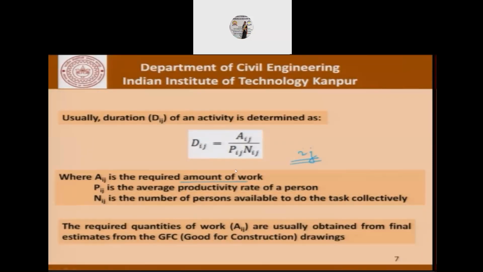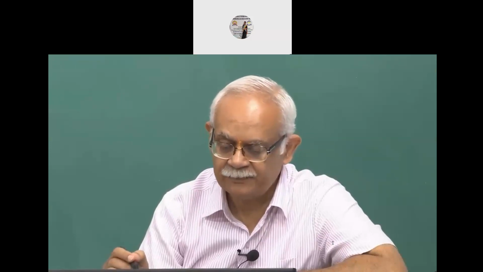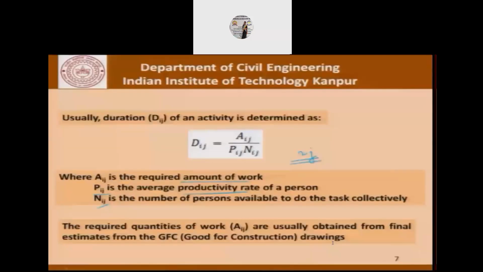Aij is the required amount of work. Pij is the productivity of the person, which could possibly take care of the learning curve and so on. And Nij is the number of persons working on that job independently and together. So with this, we can find out the Dij. But each of these parameters has its own variations.